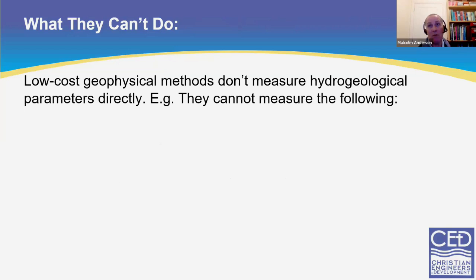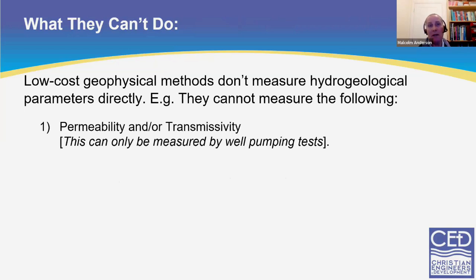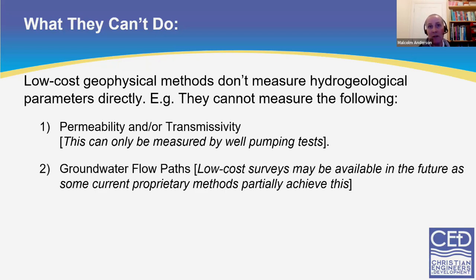However, it's always important to remember what you can't do. Geophysics doesn't measure permeability or transmissivity, and these can only be measured by well pumping tests. And the best way to get those is to canvass nearby borehole users and find out how good their boreholes are and what their issues are.